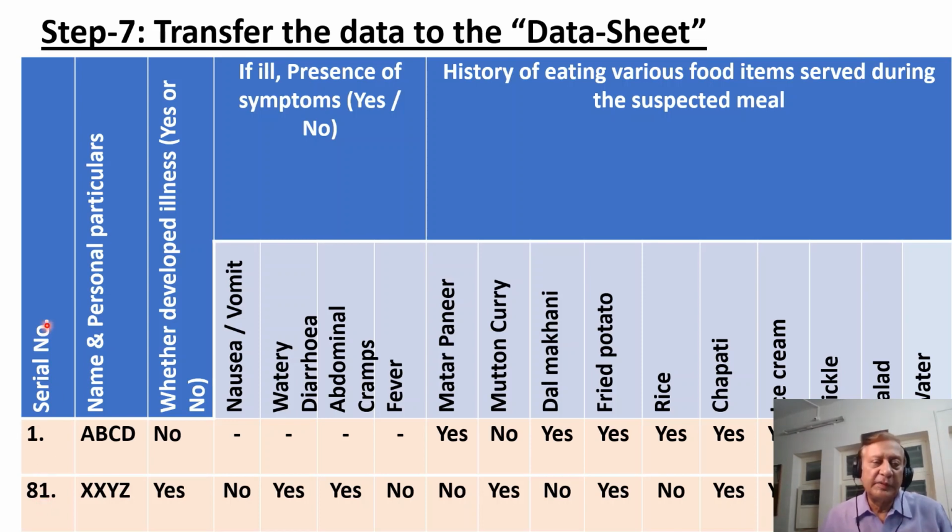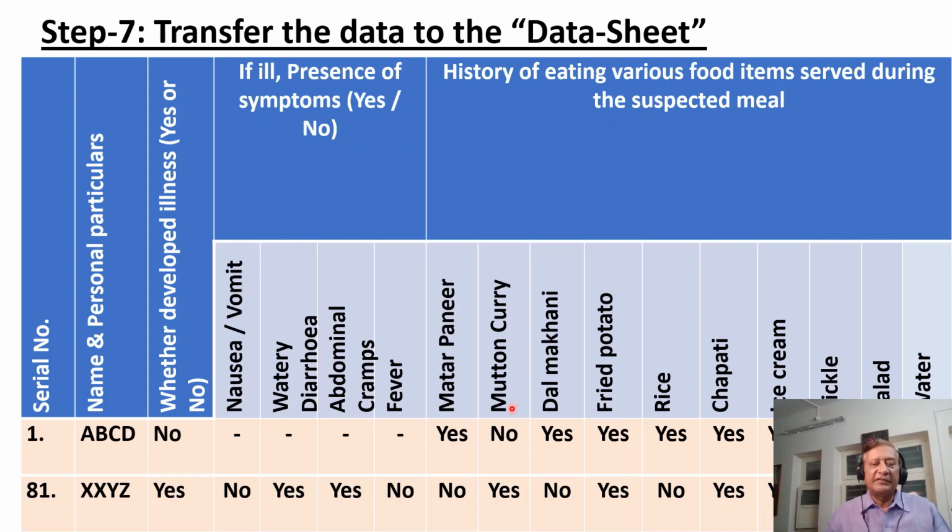So the headings would be the serial number, the personal particulars, whether the person developed the illness or not, yes or no. Now, after this, it has got two important parts. The first part is filled up for those who are ill, with the presence of symptoms, that is yes or no, and the history of eating various food items served during the particular meal. So the first case, let's say the name was ABCD, and when we transferred the data, we found that he had not developed the illness. So we write here no. And since this is no, all these symptoms will be dash dash dash dash.